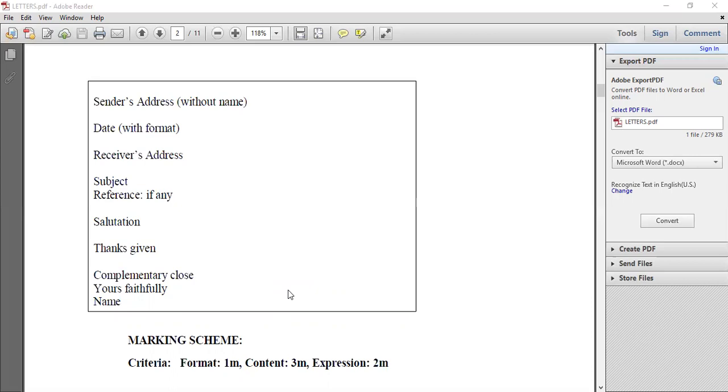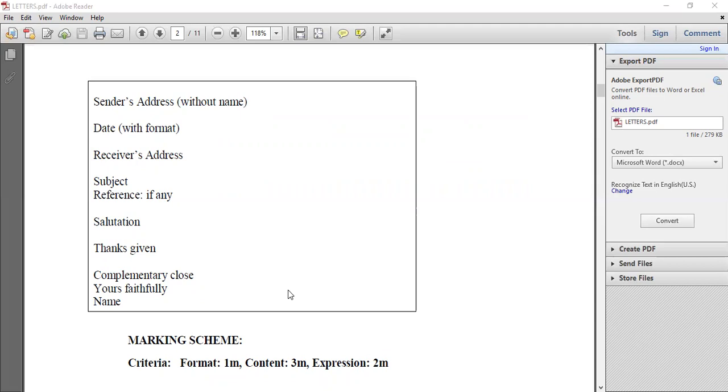That's why we are avoiding "from", and we are using a colon and writing the sender's address very properly, then "to" with a colon, then we write the receiver's address. Then we are just changing the format. It has been changed, so we are using a modern format. Either we have to follow the traditional format or the modern format, but all the CBSE schools are teaching only the modern format.